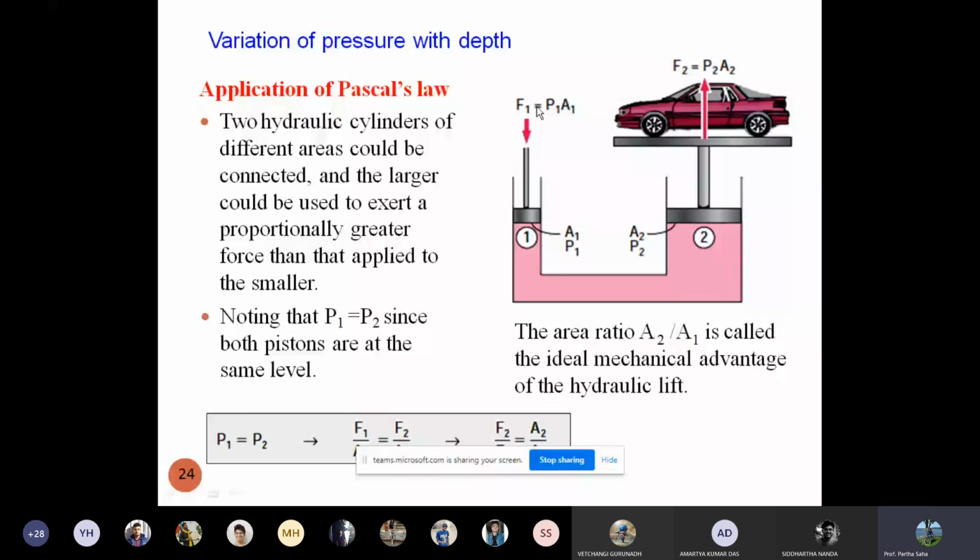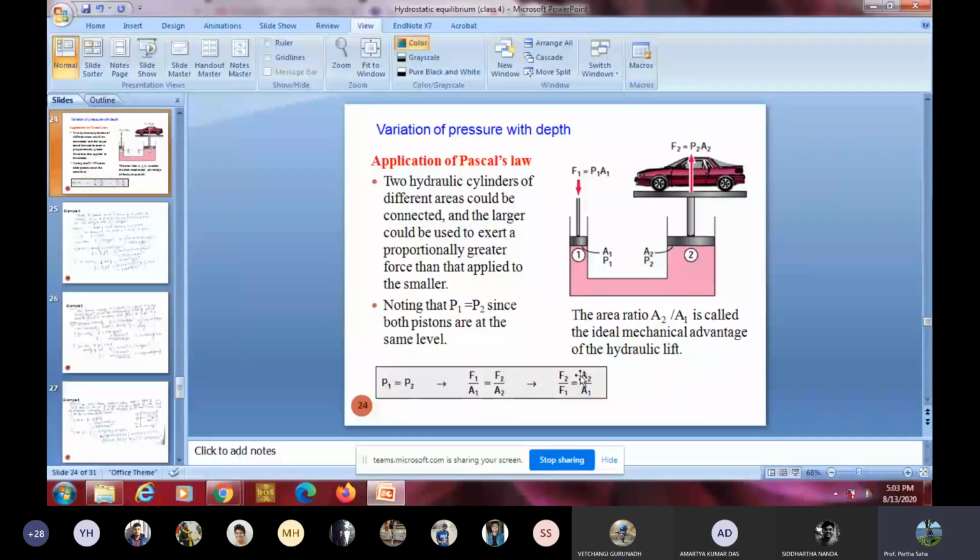If you apply the same pressure, with hydraulic oil, it is going to be applied on this side, which gives F1 by A1 equal to F2 by A2, since the pressure is the same at the horizontal plane. If you apply force at a small area, you can get a large force at a large area. Or F2 by F1 equals A2 by A1. The area ratio A2 by A1 is called the ideal mechanical advantage of the hydraulic lift, because here A2 is greater than A1, so the force will be higher, and this takes the car up to that height. This is Pascal's law, the basic principle.